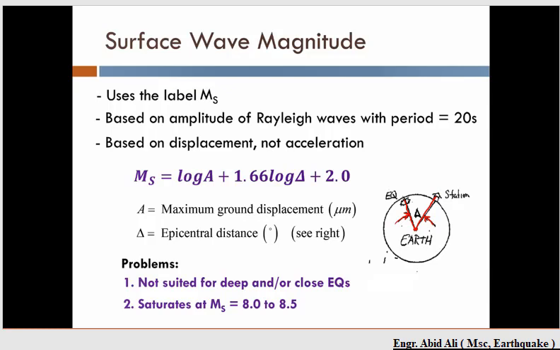And then, like we saw with the local magnitude, we would get saturation in our magnitudes at about 8 to 8.5. So we can read energies up to 8 to 8.5 on the scale, but anything greater than that will max out, and we will never calculate a number greater than 8 to 8.5.